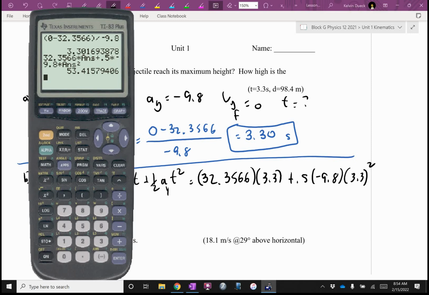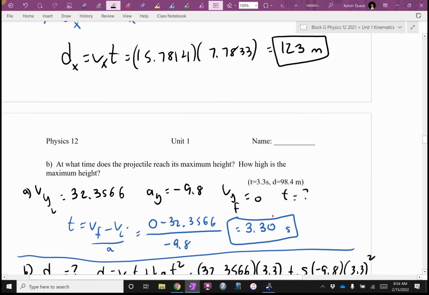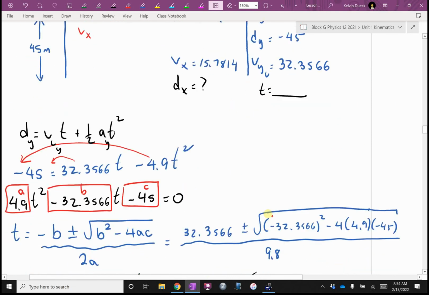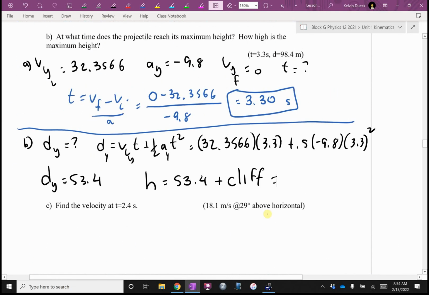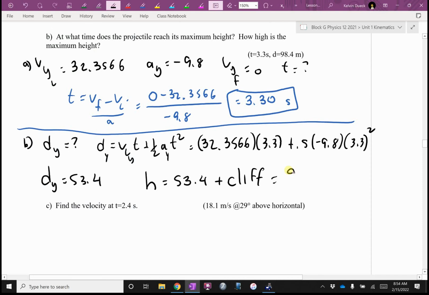But we were not on the ground to begin with. So I get 53.4, but the height is going to be 53.4 plus the cliff. How high was the cliff? 40. And I'll call this one positive because now we're measuring from the ground up. So plus 45. And that's where the 98.4 comes from.